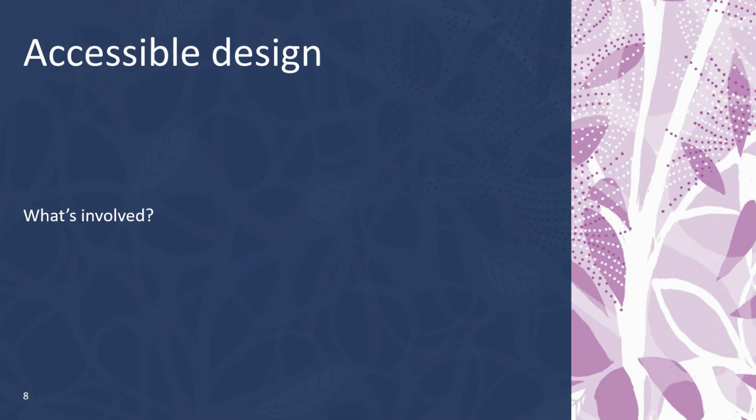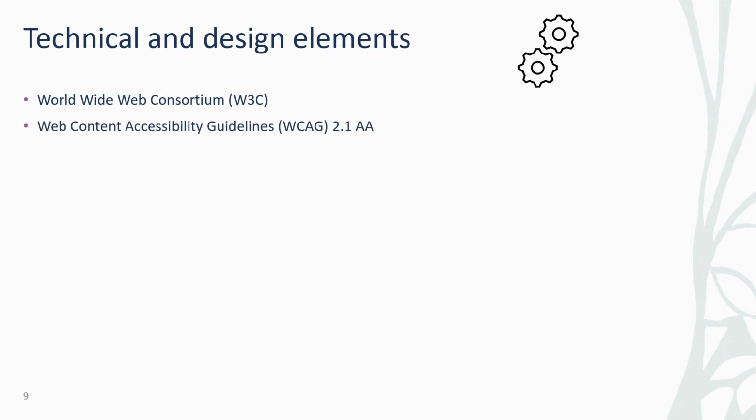So, what's involved? Well, official accessibility guidelines are detailed by the World Wide Web Consortium, or W3C. There are a few different standards, but a commonly found standard is WCAG, or WCAG 2.1 AA. WCAG 2.1 AA lists guidelines and success criteria for achieving this standard for a web page or application.